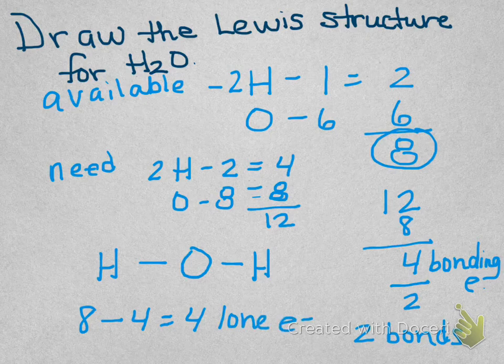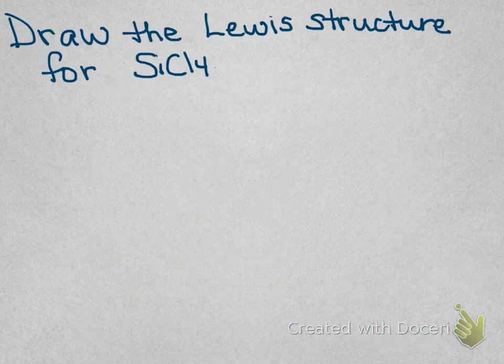We can't put them on the hydrogen. Remember, hydrogen only wants 2 electrons. So the only place to put them is on the oxygen. And we put 1, 2, 3, 4 lone pairs of electrons. And if you look at this now, look at the way the electrons are arranged. Hydrogen has 2. This hydrogen has 2. Oxygen has 8. So every atom is in its most stable configuration.